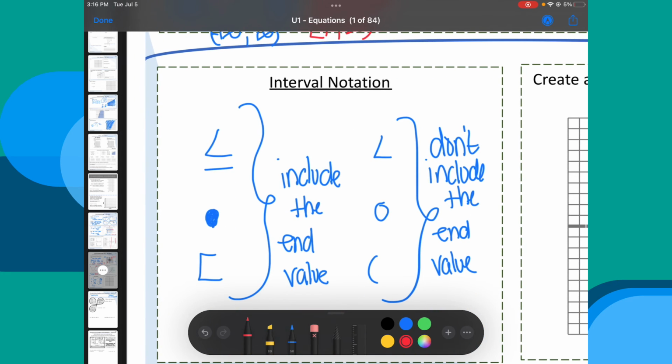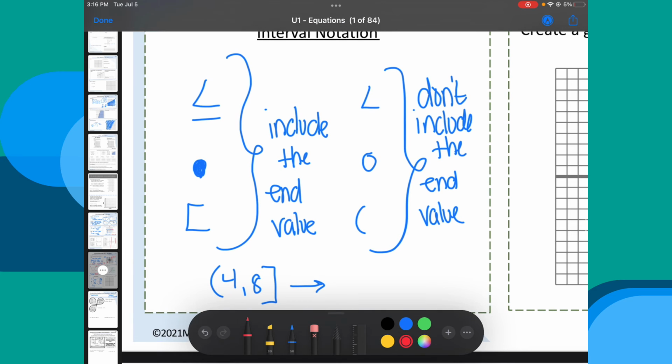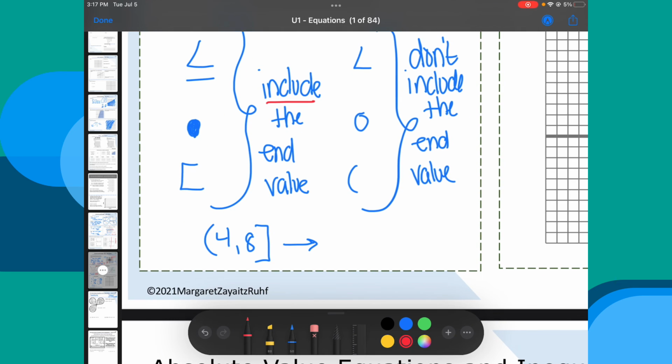Just a little reminder on our brackets. When we have an endpoint that's included, then we have these symbols, less than or equal to, we have a closed circle, and we have a bracket. When we are not including the end value, then we have these, less than, open circle, and a parenthesis. So if I wanted to rewrite the interval from 4 to 8, we could write it as 4 is less than x, which is less than or equal to 8.